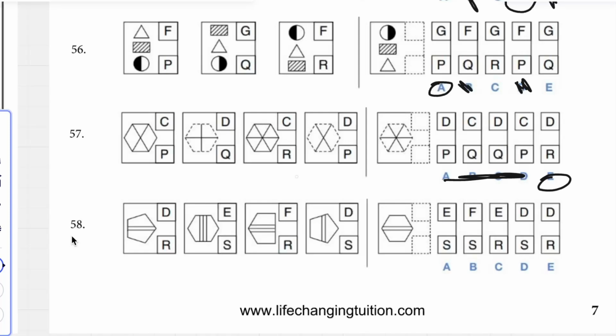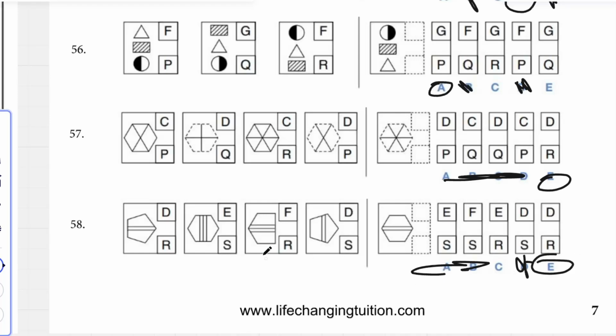Question 58, is the number of lines S and S is consistent, so that's going to be vertical, and then if it's horizontal, it's going to be R at the bottom. And then we have how many lines, D and D, so top letter is going to be D. E.